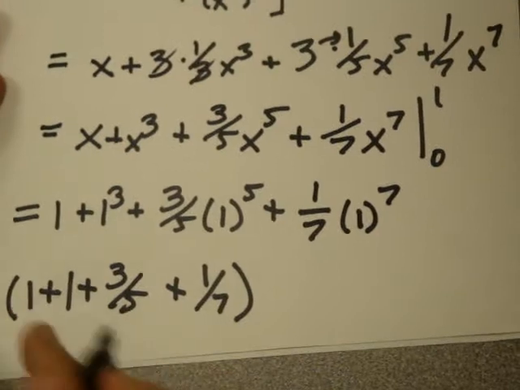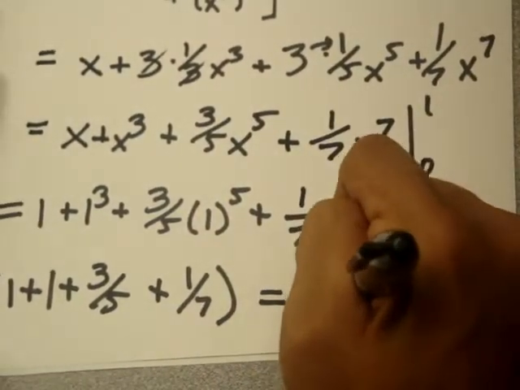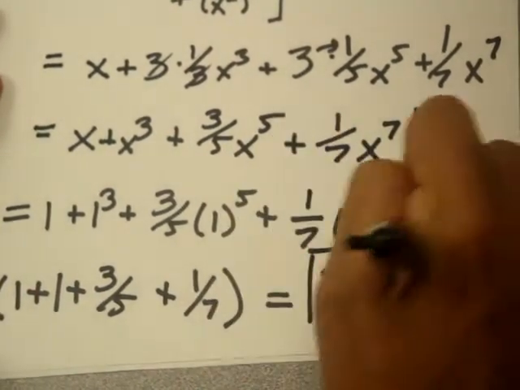And once you simplify all that, add it, multiply these two bottom terms, you're given 96/35, which is your final answer.